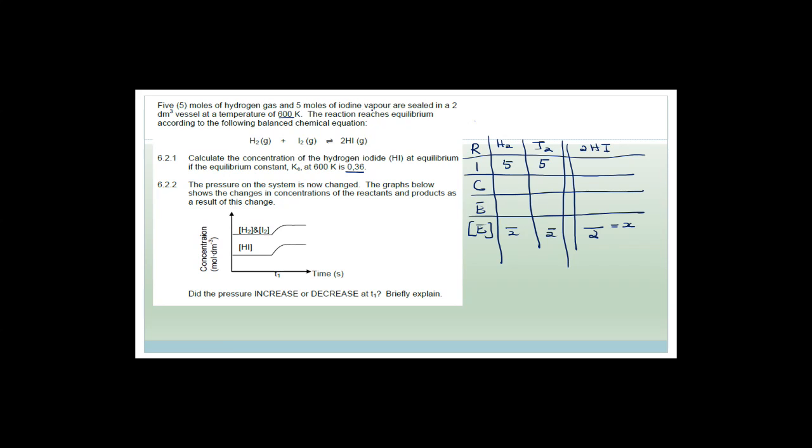Five moles of hydrogen gas and 5 moles of iodine vapor sealed in a 2 decimeter container. The reaction reaches equilibrium according to the following equation. Calculate the concentration of hydrogen iodide at equilibrium if the Kc is 0.36. So we know that Kc equals the concentration of your products, which is HI squared, over hydrogen times iodine. I'm going to leave you at this point, and I'm going to let you think about what you want to let be x.